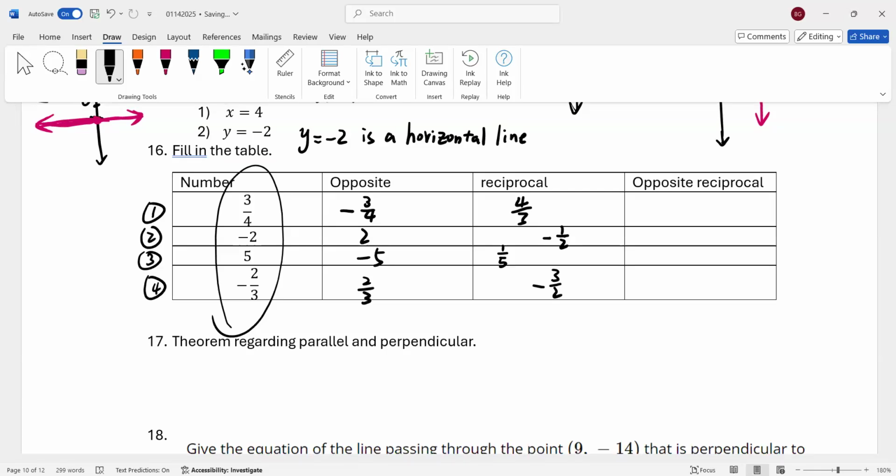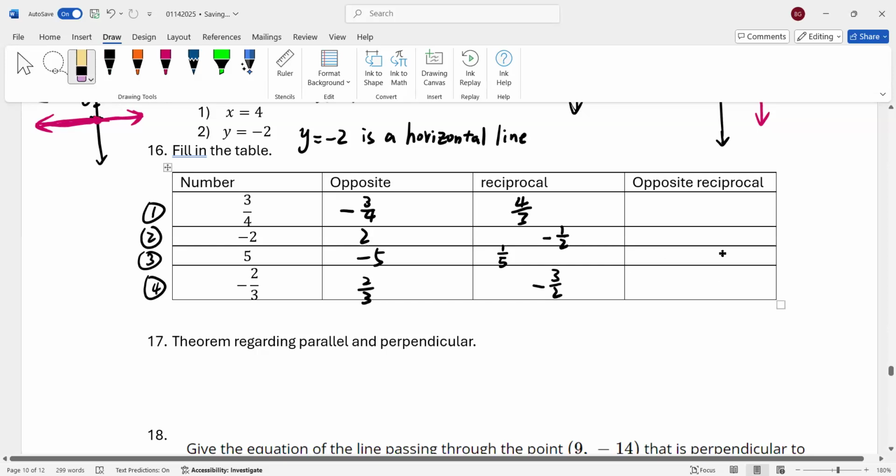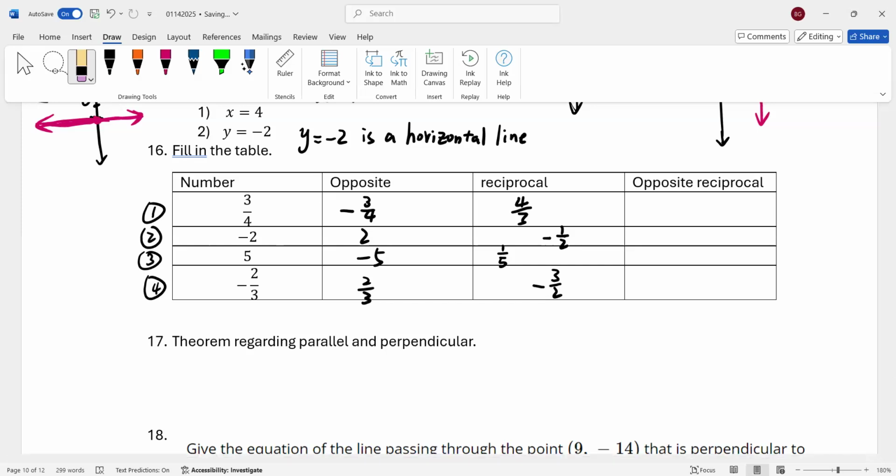Okay? If we understand what the opposite is and what the reciprocal is, we need a concept that combines those two. It is called the opposite reciprocal. The opposite reciprocal of 3/4 is -4/3. As the name shows, you do both. The number is 3/4, positive. You flip the sign, and also swap the top and the bottom. You combine the two processes.